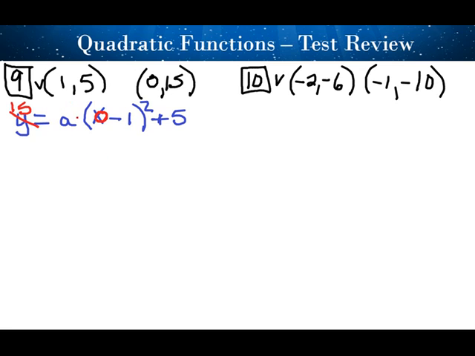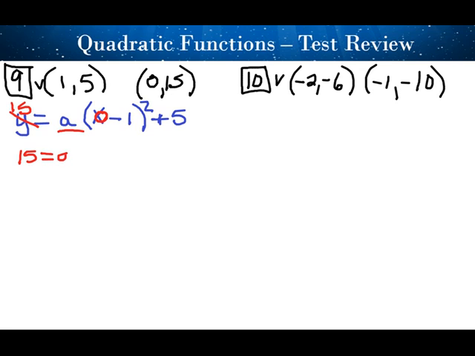The reason why we're doing this is so that we can find a, because if the parabola goes through 1, 5, and if it passes through 0, 15, just think about it. It's passing through both of these points. So if that's the case, then the only thing I need to find out is how skinny or how wide the parabola is. And this right here tells me that information. So all I have to do is solve for a.